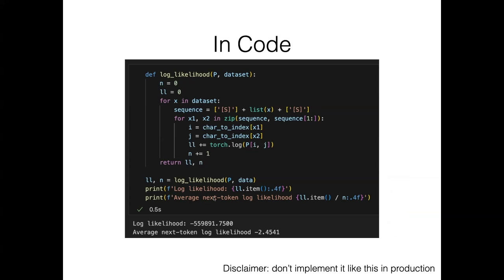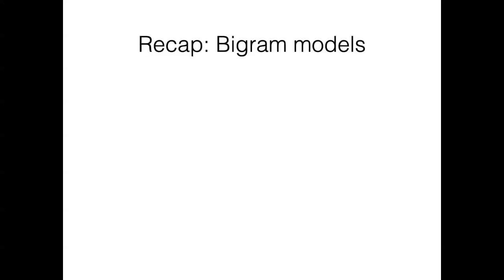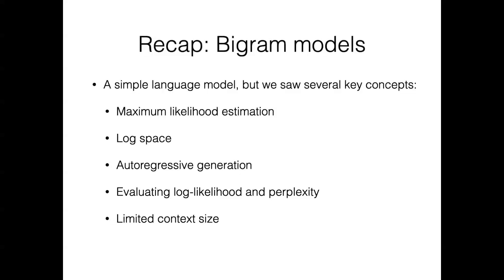And you could see here what I was saying about the ranges. Over the full data set, it's minus 500,000, whereas when you divide by the number of tokens, it's 2.4. And then for perplexity, you just have this exponent. Okay, so that was bigram models.